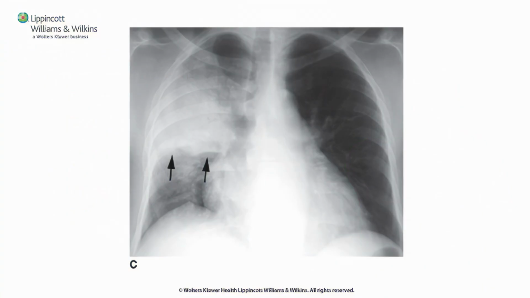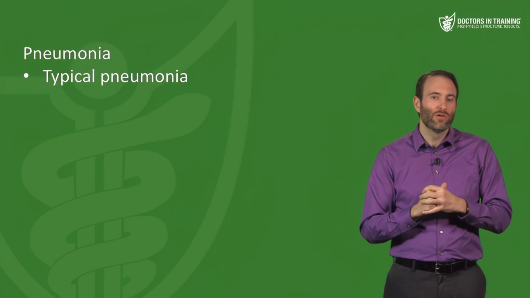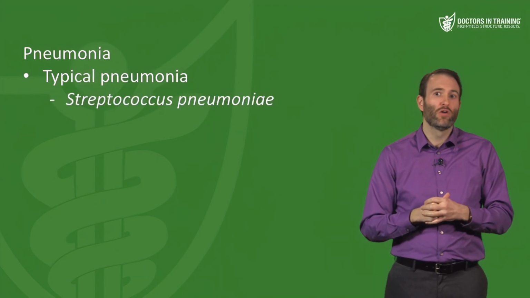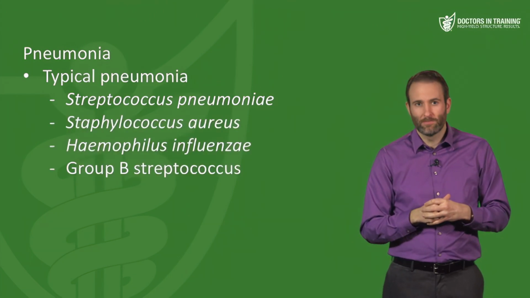On chest x-ray, you're going to see a lobar infiltrate that will white out a significant part of a lung. And these patients are generally pretty ill. Now, the most common bacteria we see in this picture of typical pneumonia is Streptococcus pneumoniae. But other bacteria are going to include things like Staph aureus, H. influenzae, and group B strep.